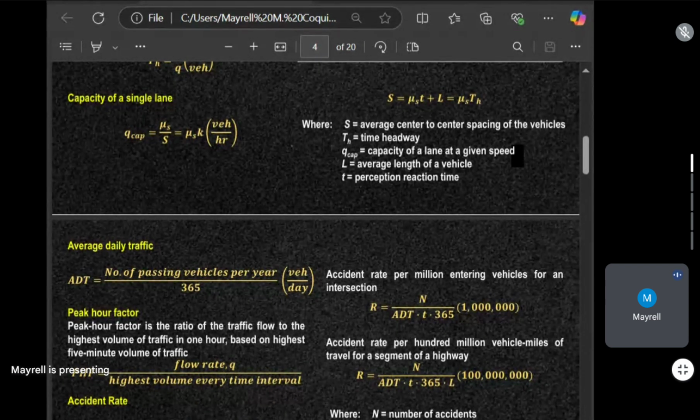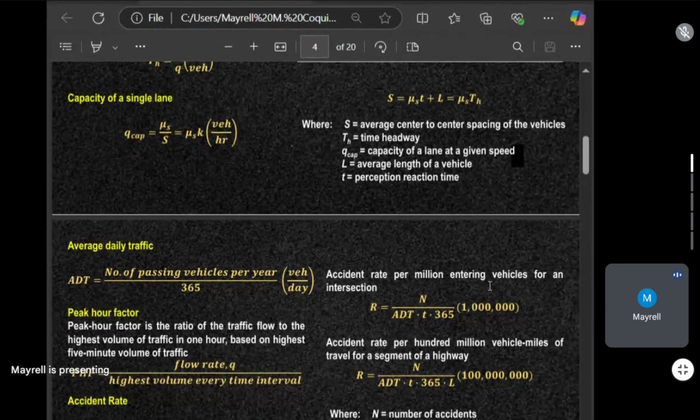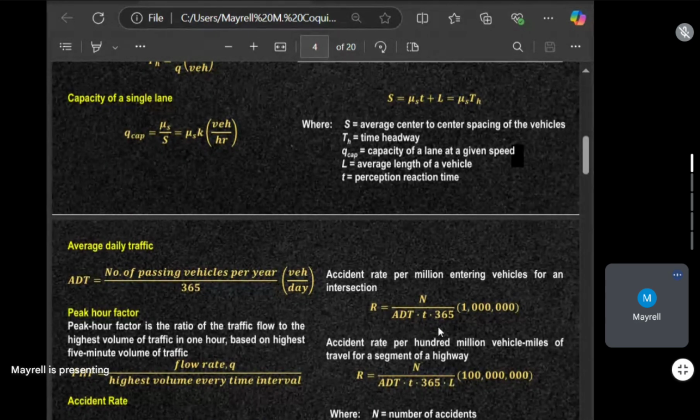Then we have accident rate. So accident rate is equal to the number of accidents over the number of entering vehicles. And we have accident rate per million entering vehicles for an intersection. The rate is equal to N over ADT times T times 365 times 1 million.